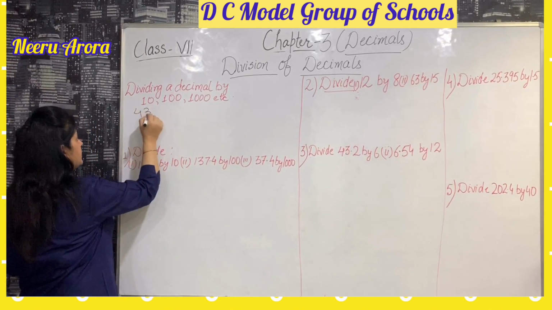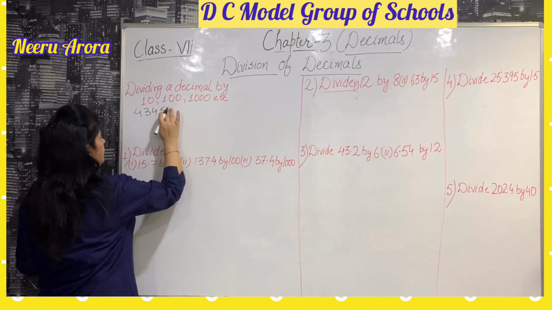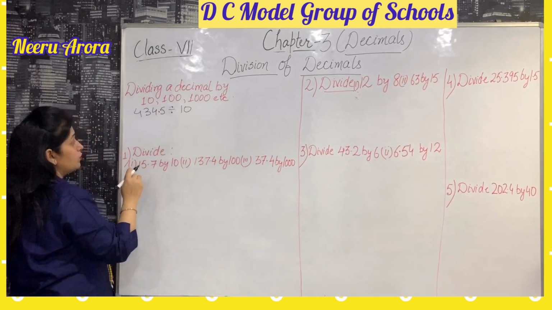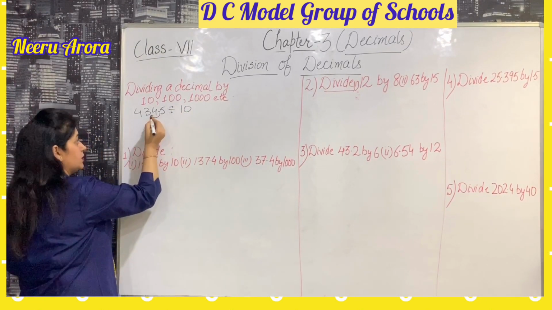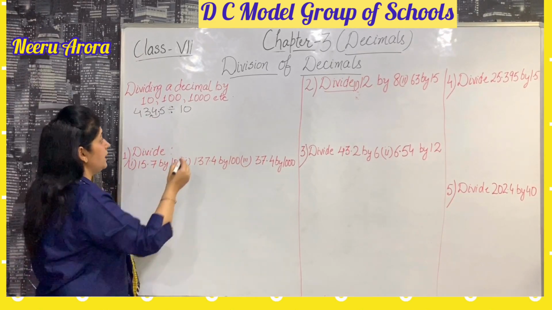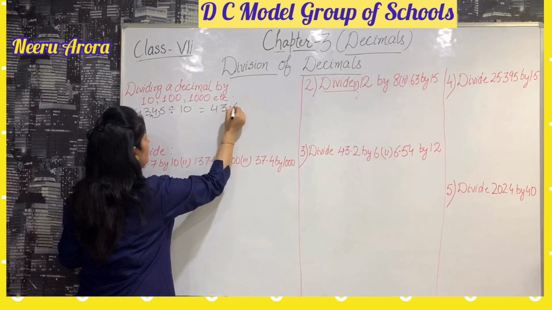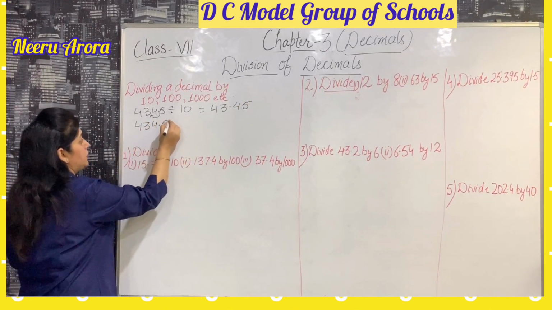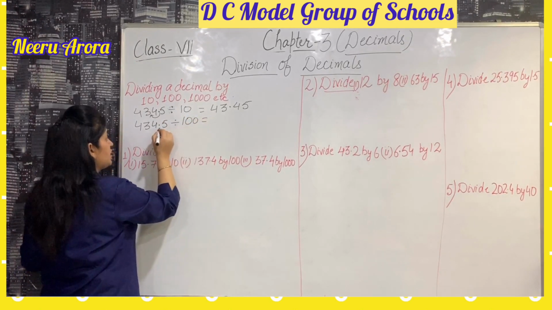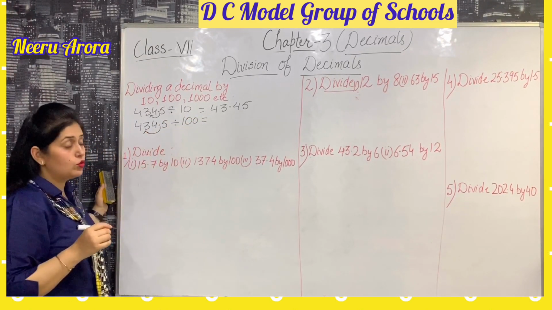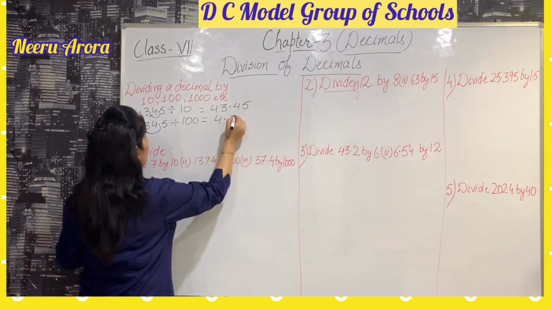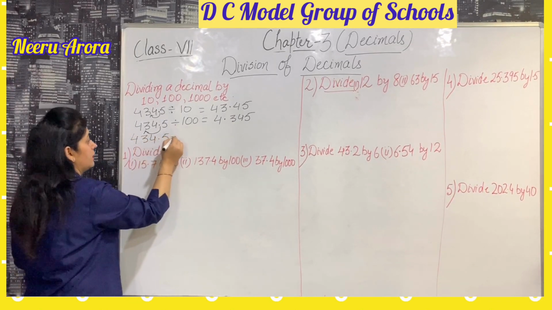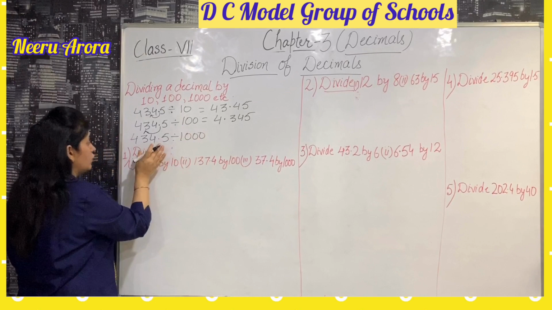Let's consider an example. Divide this by, suppose, 10. So we want to divide it. Simply we will shift the decimal one digit to the left side. So it will become 43.45. If it is divisible by 100, it will be shifted two places to the left. So what will come here? 4.345. And if it is divisible by 1000, we want to shift to the left side.